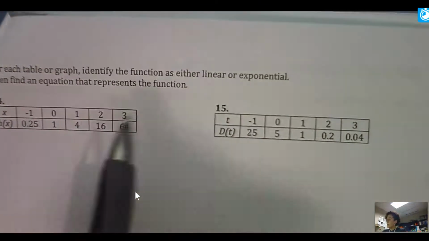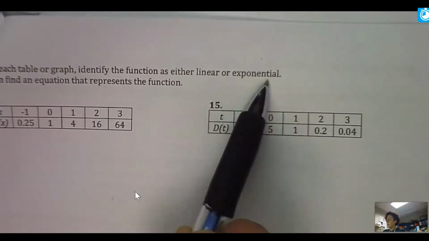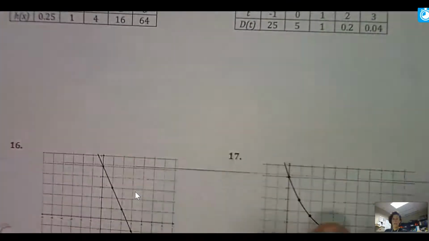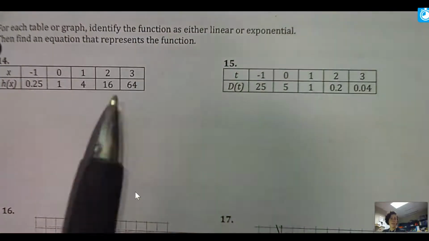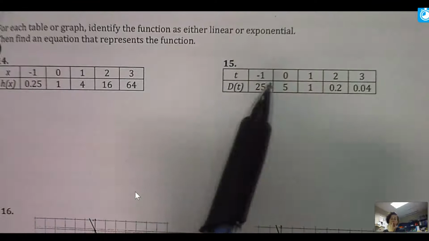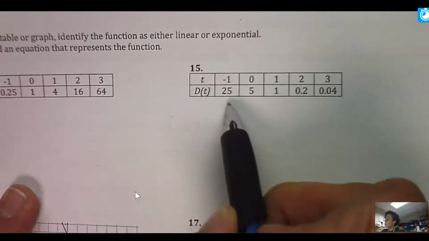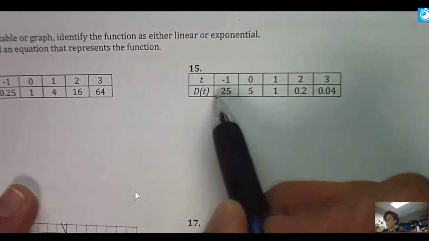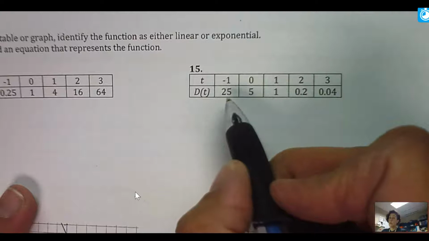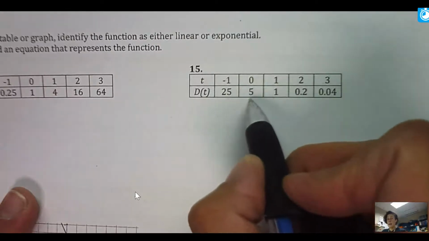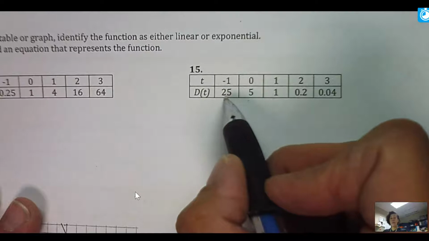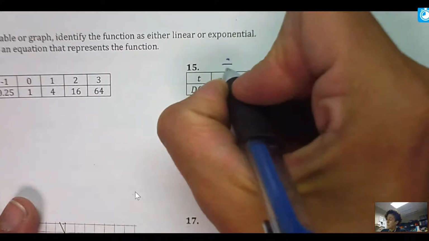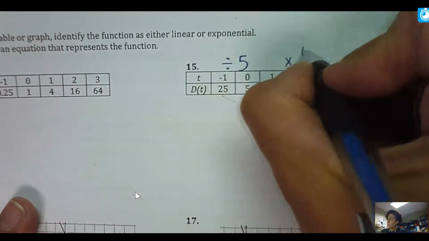You're going to, for each table or graph, identify the function as linear or exponential, and then you're going to write the equation. So we already kind of did one of these, but let's do one of the graphs. So let's just pick this one, for instance. Or let's do 15. I think that's a slightly tougher one. So 25 to 5, 5 to 1. The numbers are getting smaller, but they're not subtracting. That means they're multiplying. And this is hard to see. What do you multiply 25 by to make 5? I don't know what you multiply by, but maybe some of you see you divide by 5, divide by 5. But dividing by 5 is the same as multiplying by 1/5.